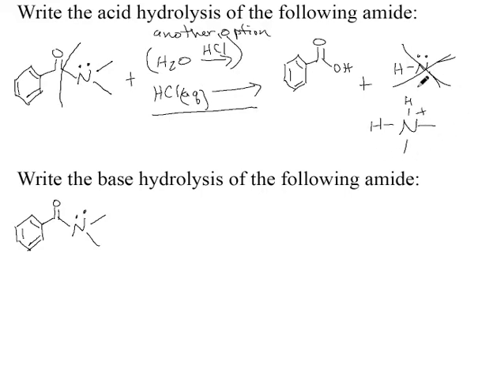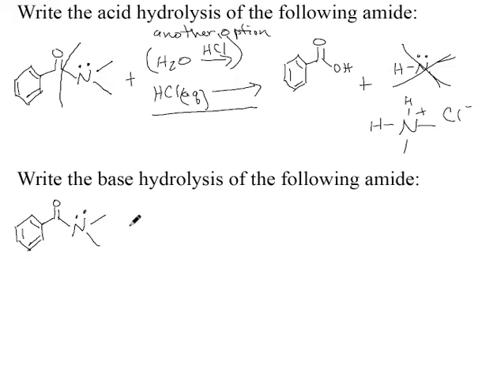So we will form the ammonium ion, and in this case we're making dimethylammonium as well as our benzoic acid. Along with this dimethylammonium ion, in order to keep the charge balanced, we can write the Cl-. So when we hydrolyze an amide in acid solution, we're going to get a carboxylic acid and an ammonium ion along with the chloride counterion.